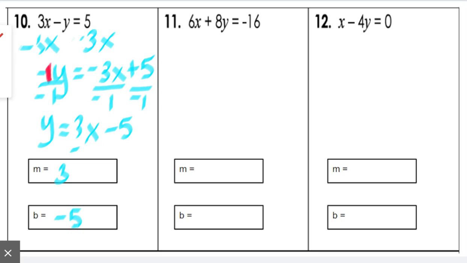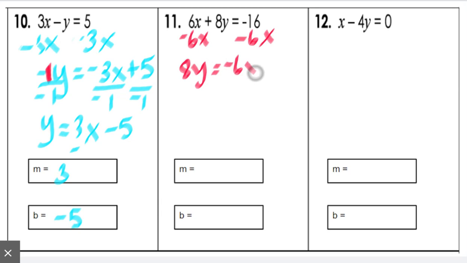Okay, so for this next example, we're first going to subtract 6x from both sides. And then we get 8y is equal to negative 6x minus 16. Now we're going to divide everything by 8 because we have 8y. To undo 8 times y, we divide by 8. Okay, so these will cancel. So our y is by itself.